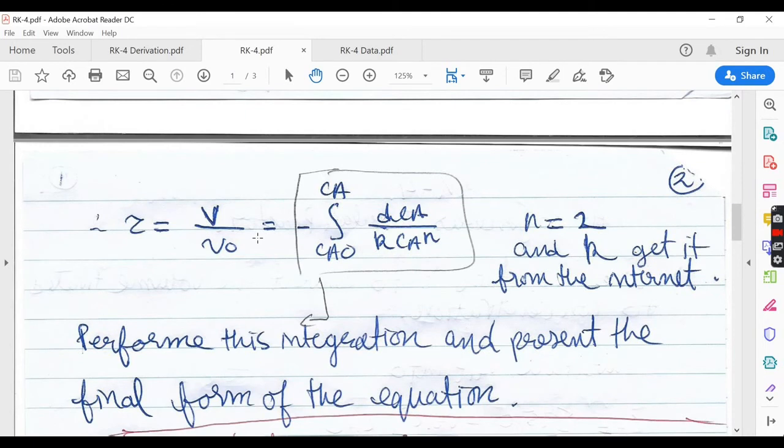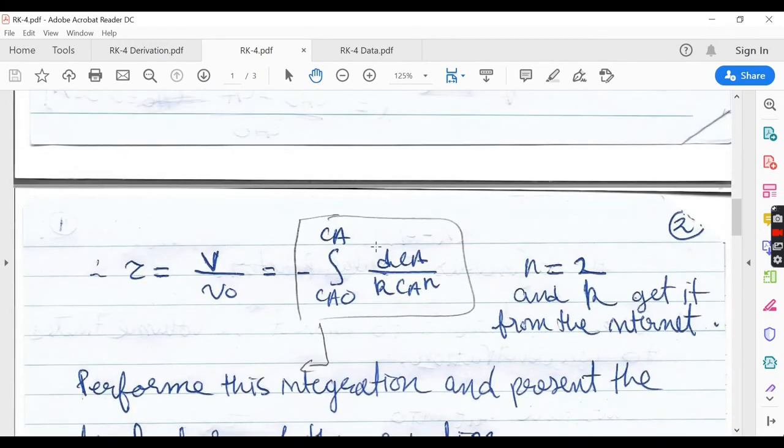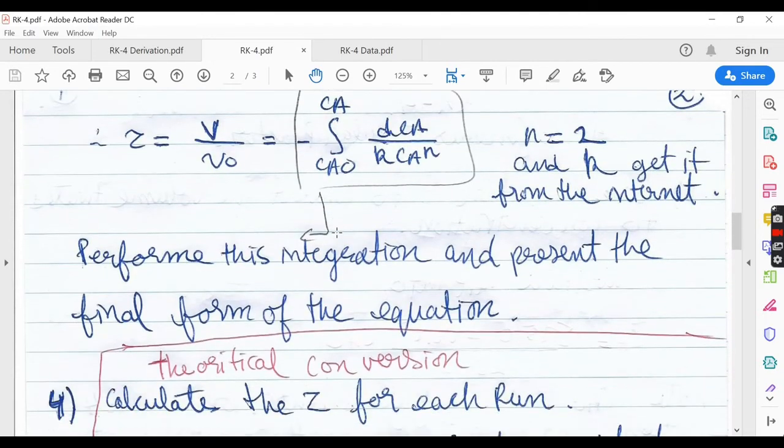After finding the rate constant and the order of the reaction, usually you will find that the order of the reaction is 2, and the rate constant you will find from the literature. Substitute this rate expression into this equation, and then perform the integration from CA naught to CA. Don't plug in the values, just perform the integration, and then present the final form of this equation.